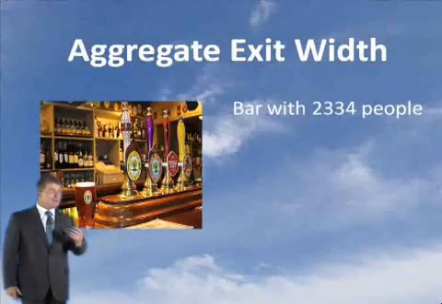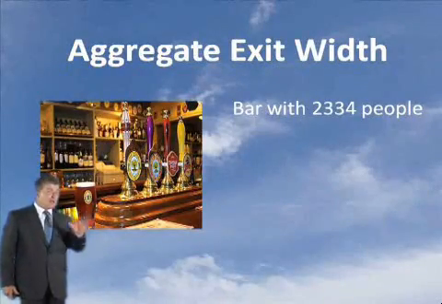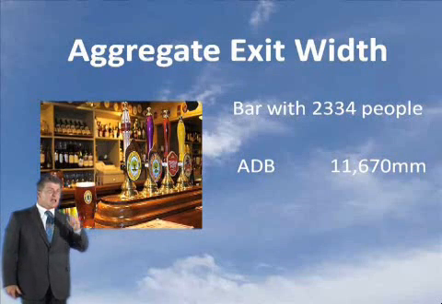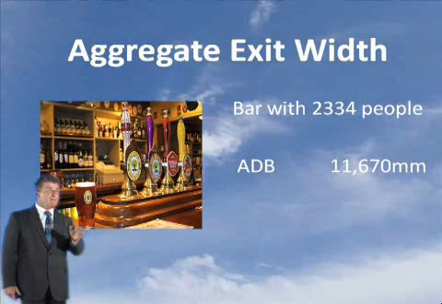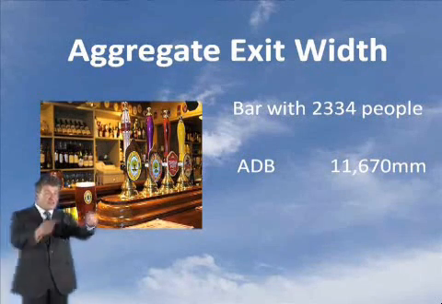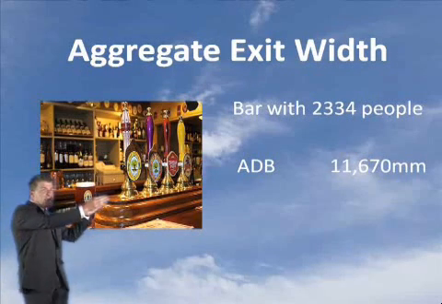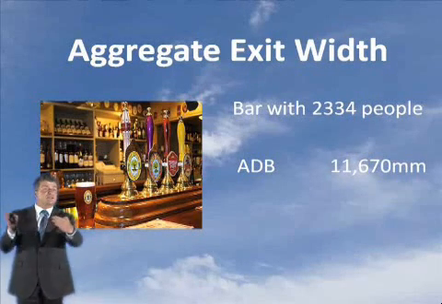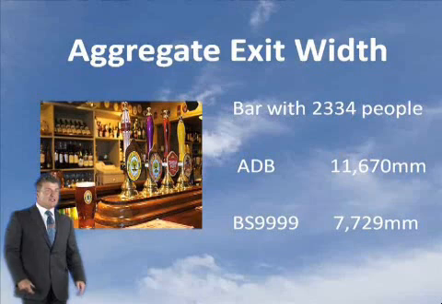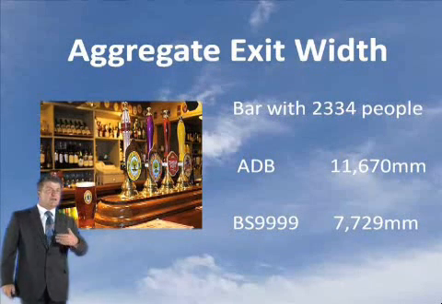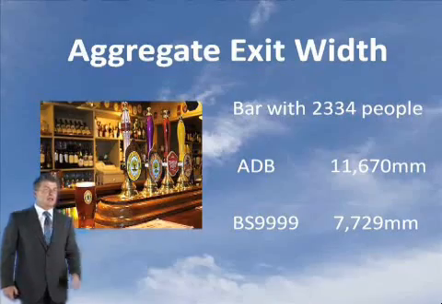When you're designing your building, you've got to work out what available aggregate exit width you've got, having different occupancies. Now, if you've got a bar with 2,334 people, a large bar, Approved Document B will require 11,670 mil available aggregate exit width in that bar. So you need about 11.5 metres after you've taken out the biggest. BS 9999 in a bar, taking into account other measures, you can get it to 7729.